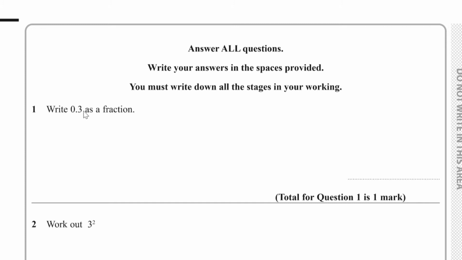Question number 1. We have to write 0.3 as a fraction. Well, because we've got one digit after the decimal place, the denominator will be 10. And out of 10, we have 3. So 0.3 as a fraction is 3/10.